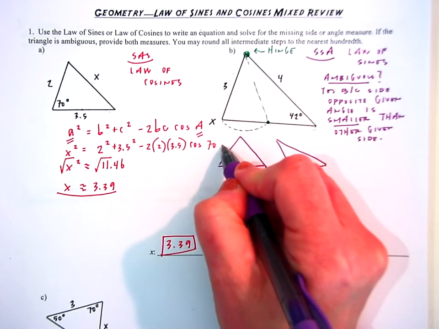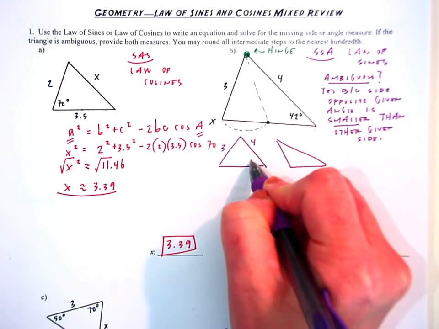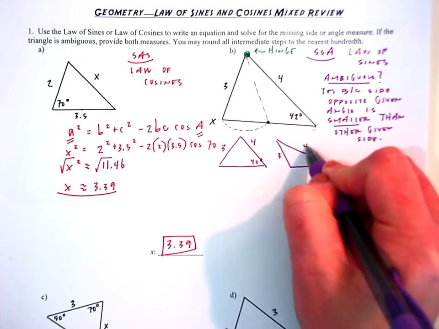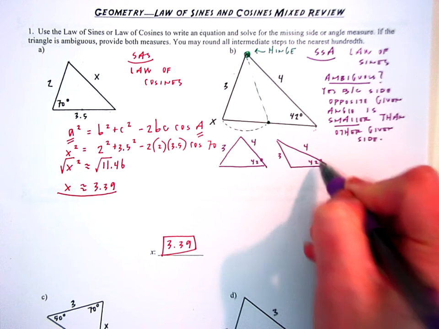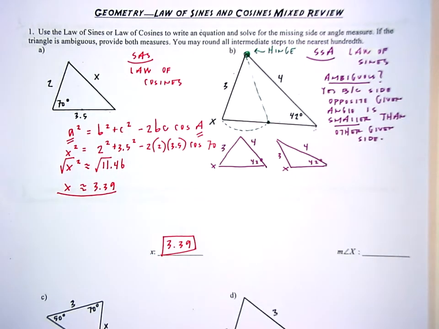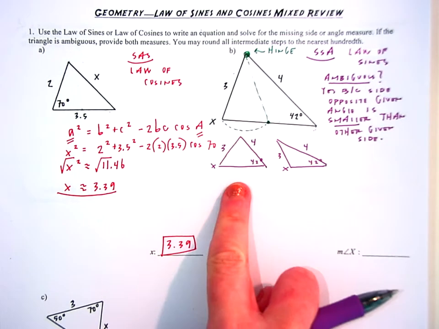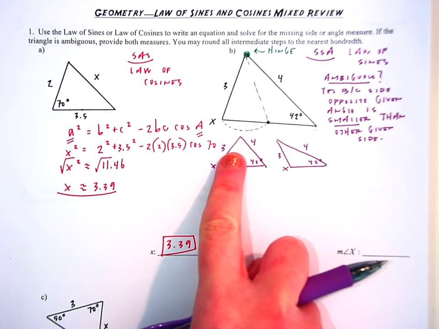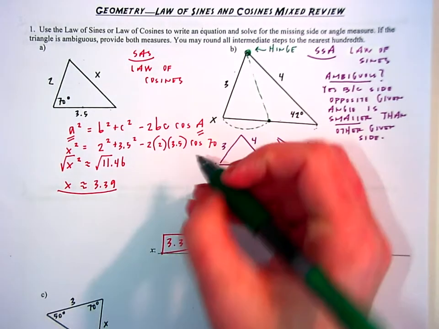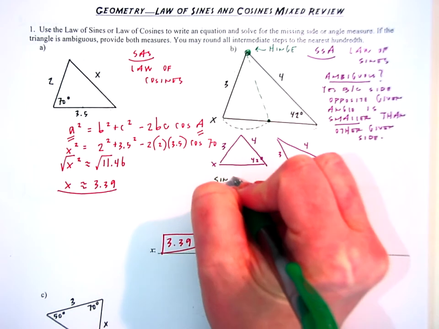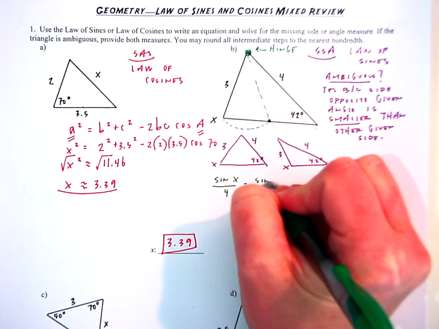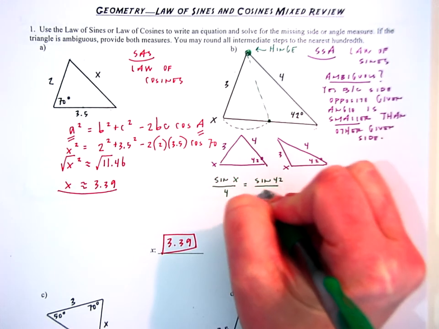So for this one, here's the 3, here's the 4, here's the 42 degrees. For this one, here's the 3, here's the 4, here's the 42 degrees. And I'm solving for x. So if I solve for x, I'm solving for this first triangle, the big guy right here that I've drawn. So if I'm solving for x, I can build my proportion saying sine x is to 4, just as sine 42 is to 3.